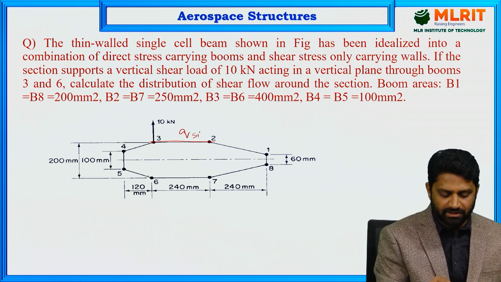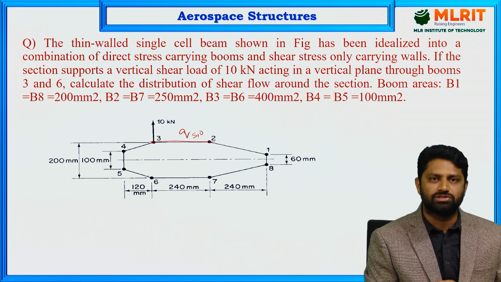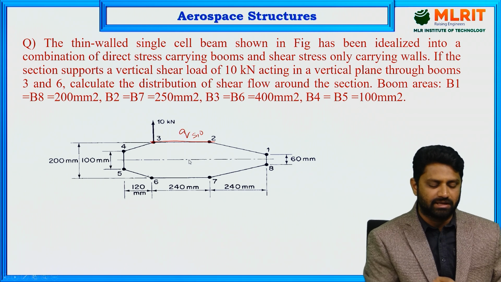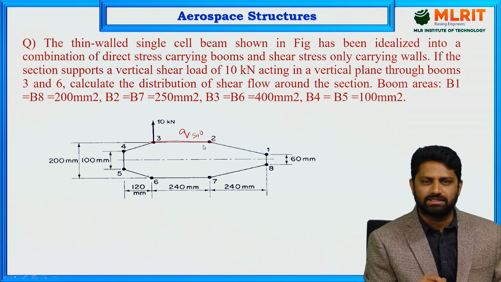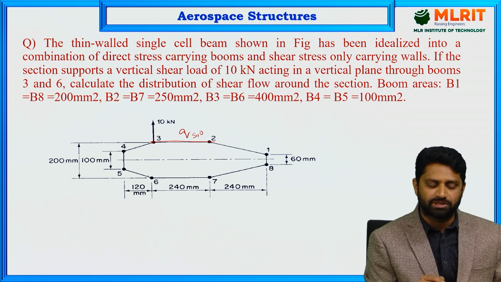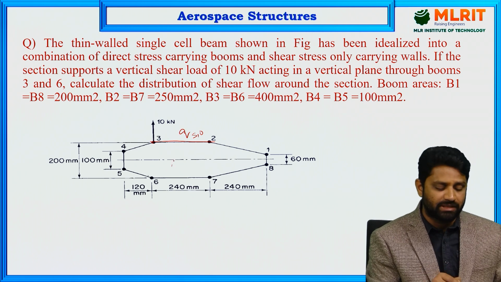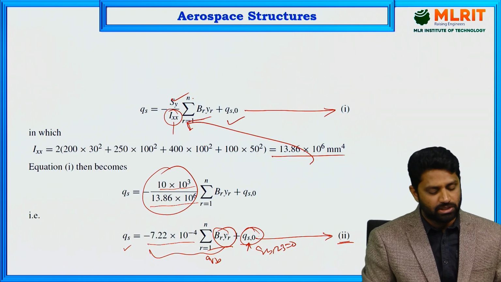And we are assuming that as QS0, the additional constant shear flow that would have existed in wall 2-3 if the cut is not made. Okay, now we are going to predict what that shear flow would have been in panel 2-3.